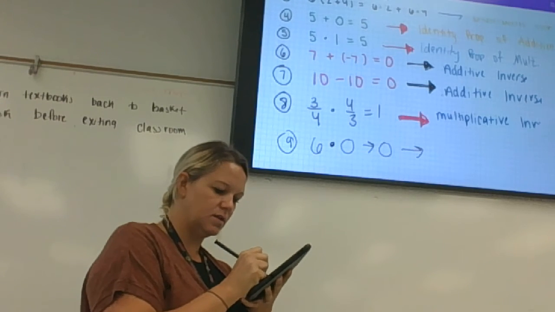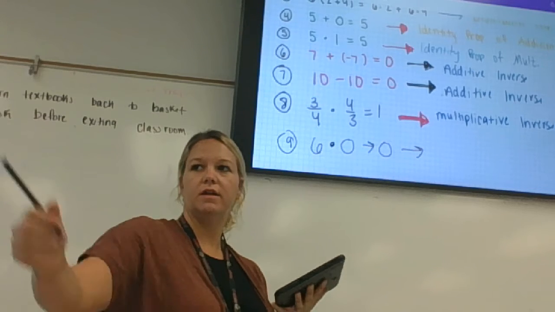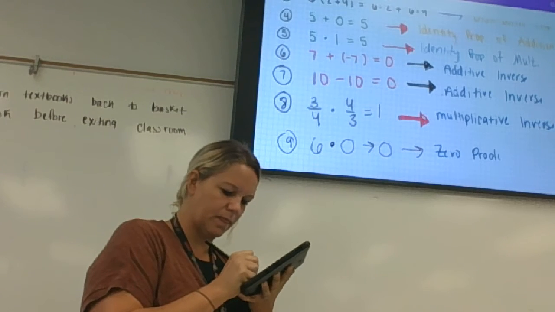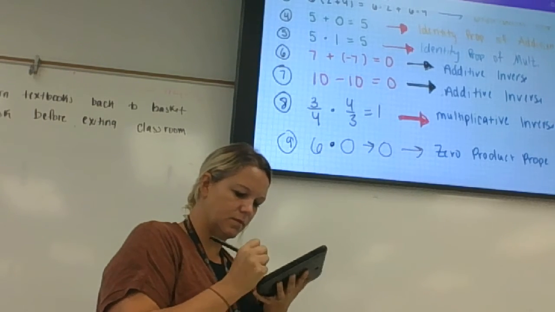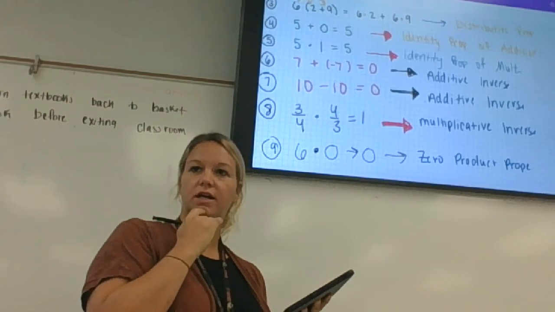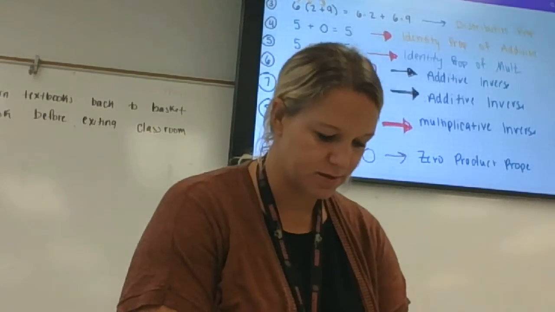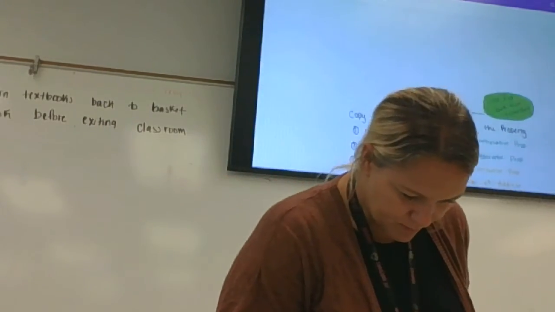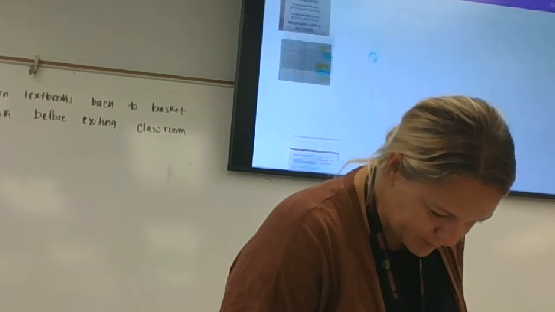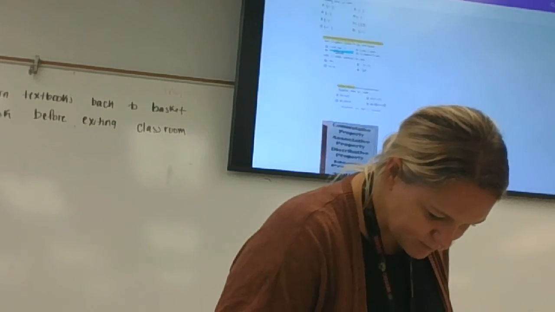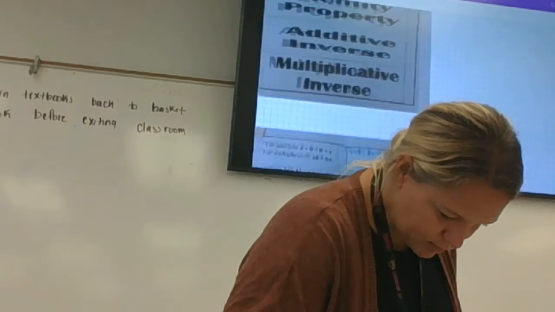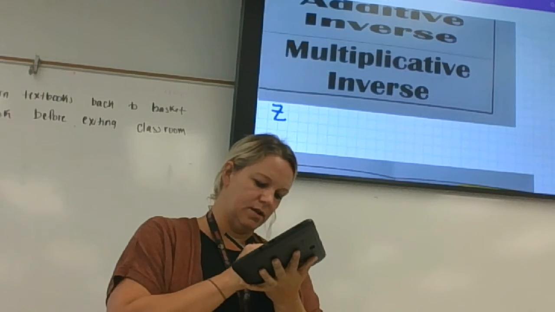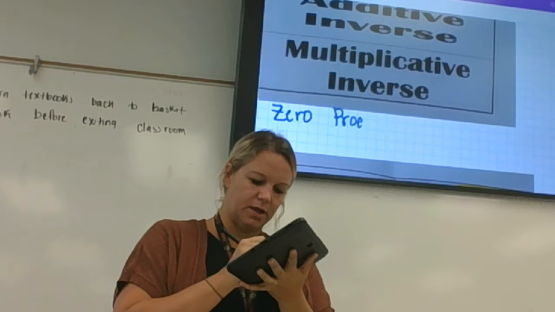Multiplicative. And number 9, Tony? 0 product property. Yeah, did we add that to the green? Okay, I added it in my other classes. So on your green, most of you guys have it out right now, on your green flippity flip book. Right under the front where it says multiplicative inverse, I want you to write 0 product property.